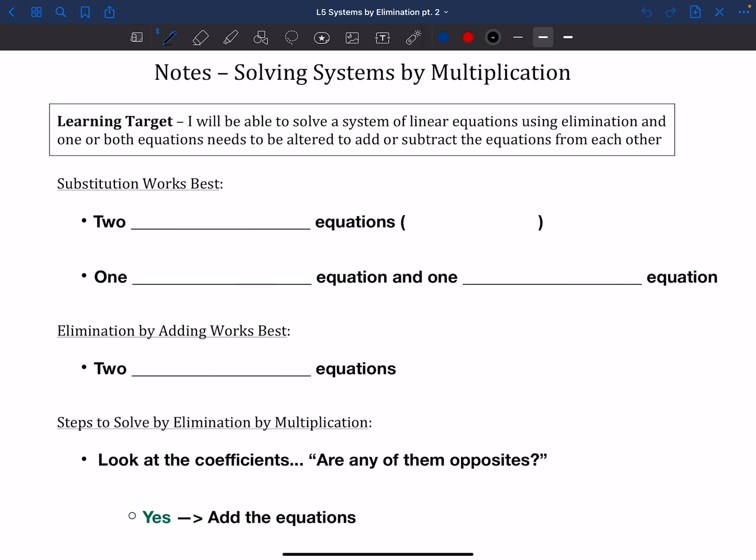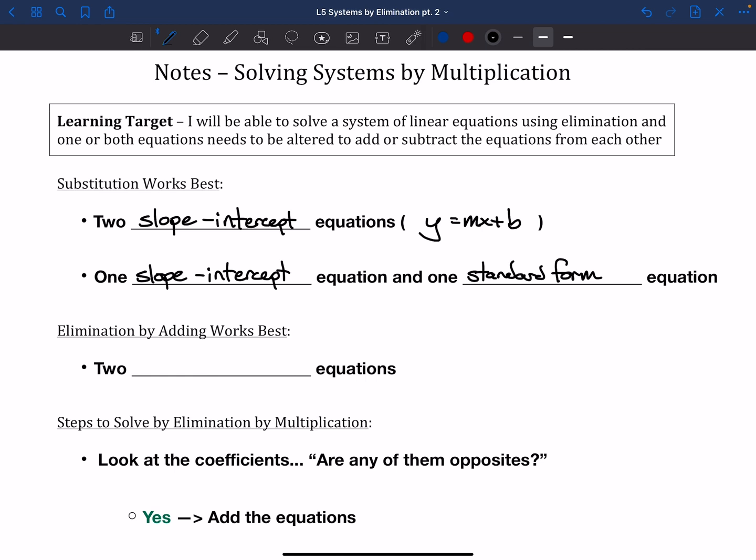We've talked about substitution, and substitution works best in these cases, right? When you have two slope-intercept equations, which are your regular old y equals mx plus b. If you've got two that look like that, use substitution. If you've got one slope-intercept equation and one standard form equation, then you'll also want to use substitution, right? In both cases, substitution is going to be the easier one for you.